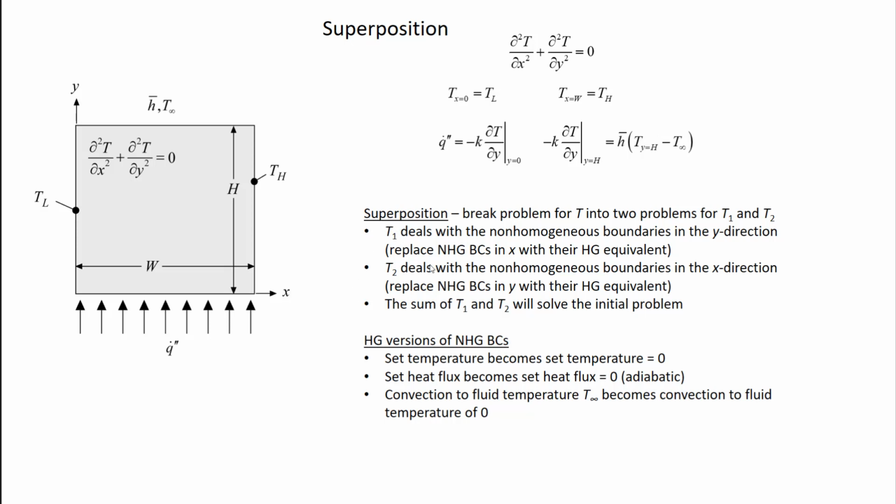When I'm solving the T1 problem, I'm going to replace the non-homogeneous boundary conditions in x, so these two, with a 0 temperature and a 0 temperature, right? Because that's the homogeneous equivalent. When I'm solving the T2 problem, I will replace the non-homogeneous boundary conditions in y, these two, with, in this case over here, an adiabatic boundary at y equals 0, and over here a convection boundary but with a fluid temperature of 0, right? So that's what this looks like.